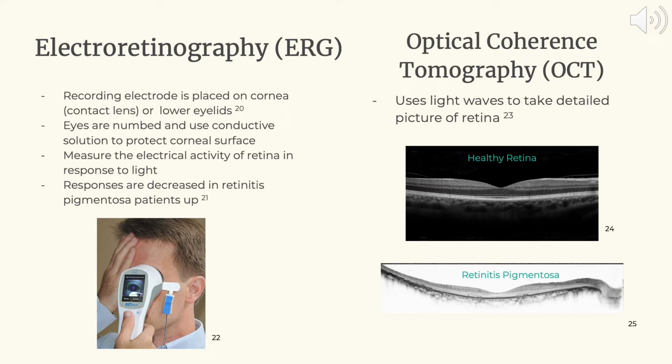Next, we have optical coherence tomography. With this method, light waves take detailed pictures of the retina. There's the picture on the top, which shows a healthy retina where all the layers are present, and on the bottom, it shows a retina that is deteriorated.